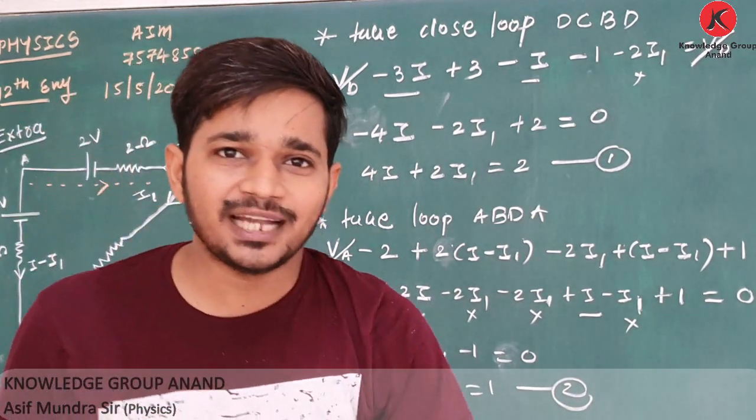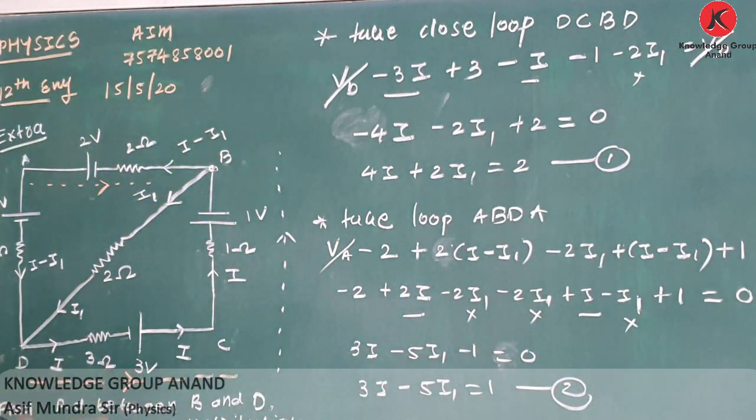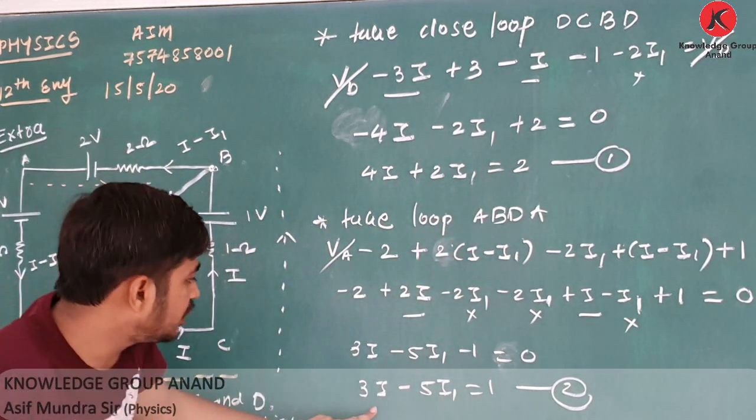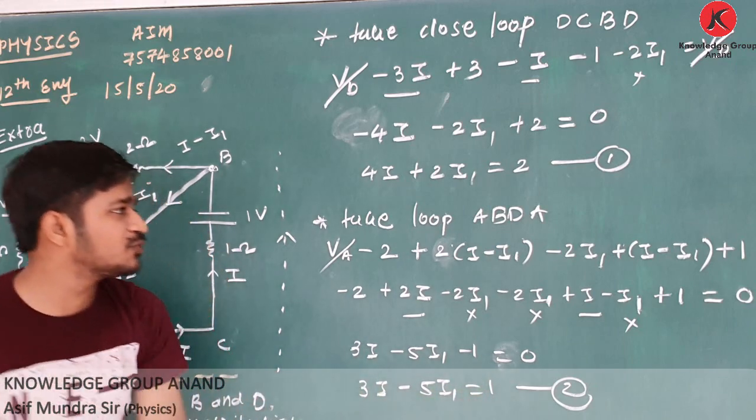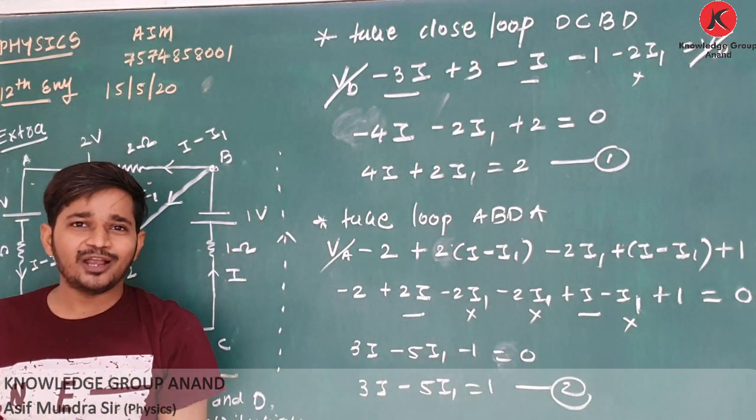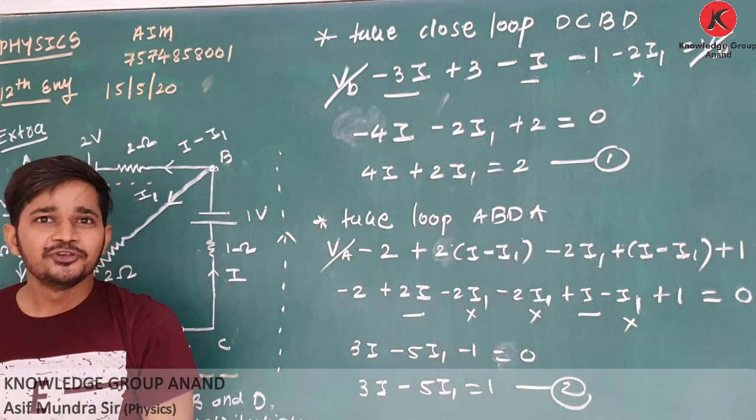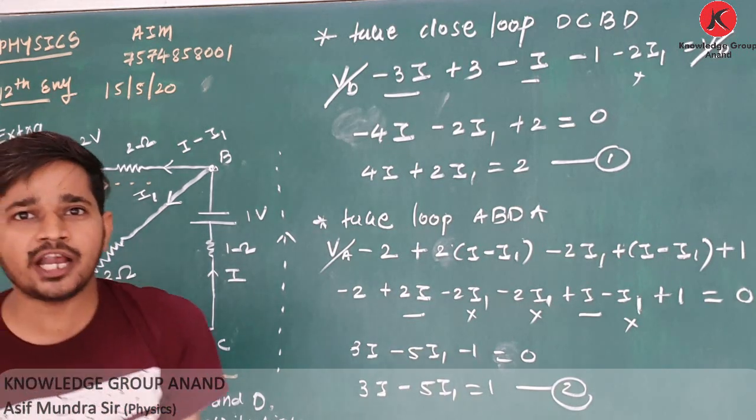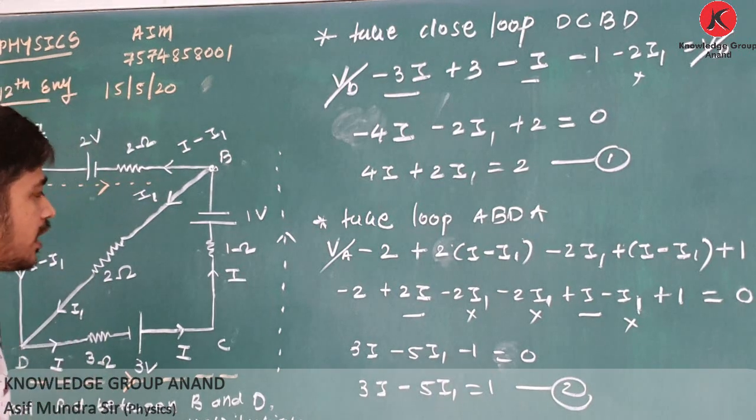Now it is maths. Physics over, now it is maths. 4I plus 2I1 is equal to 2. 3I minus 5I1 is equal to 1. You have to find value of I and I1. How to find? Yes, you know already how to find.